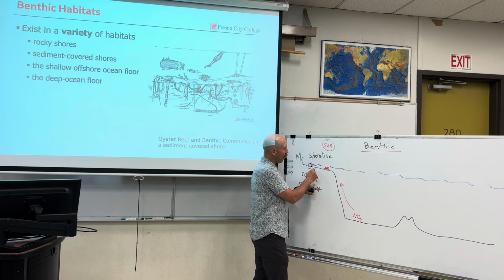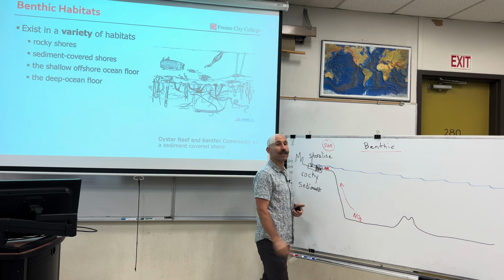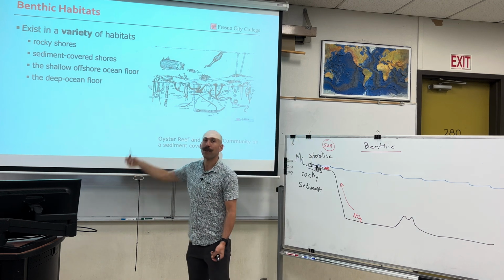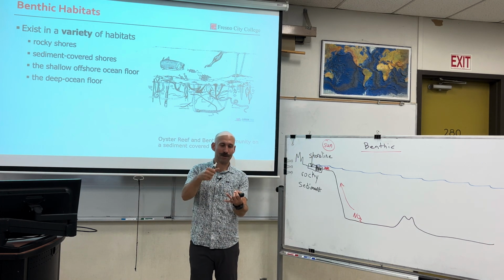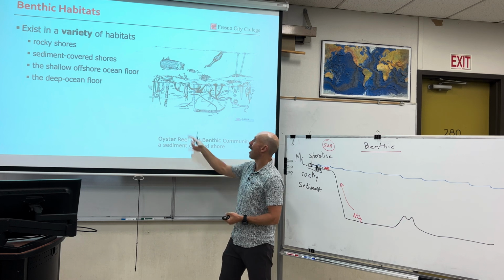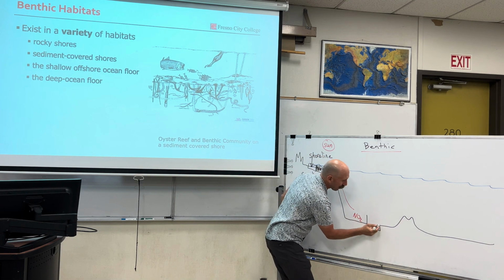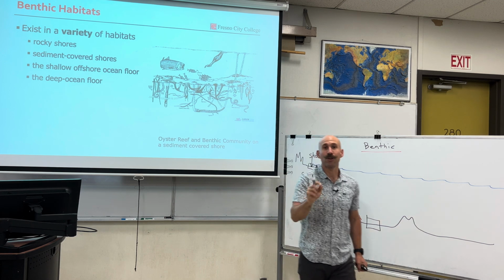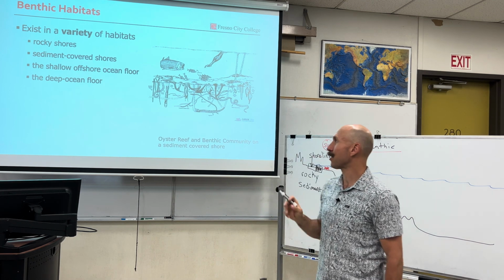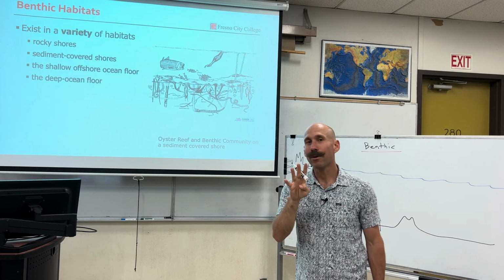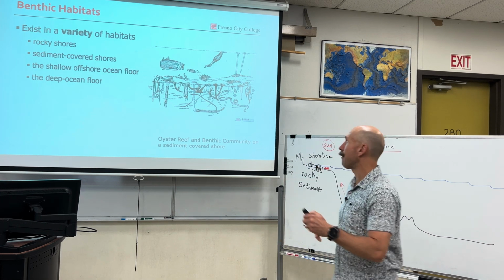When we move a little bit offshore, still on continental margins, but completely submerged, now we have a shallow offshore community. Here we're going to find kelp forests. We will also find coral reefs. And then we move a little bit further out into the deep ocean basin, where we have unique habitats mainly located around hydrothermal vents. So these are our 4 specific benthic habitats.